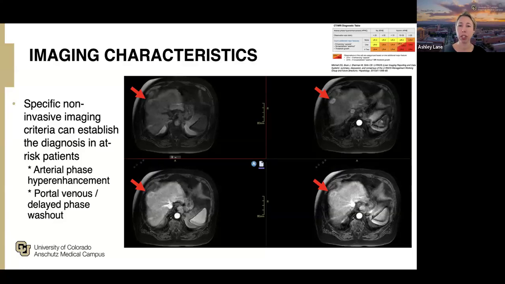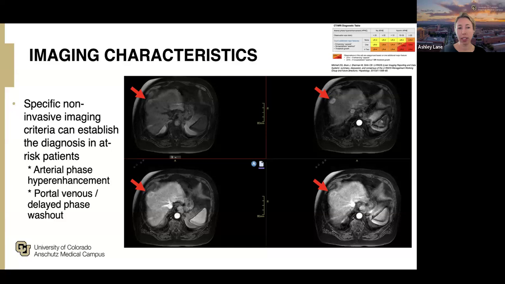So here's one of my patients at the VA who was diagnosed with HCC. So the image in the top left, that is a non-contrast, just baseline scan. And even on that sequence, you can see the red arrows pointing to something that looks suspicious. In the top right, that's the arterial phase. So the lesion enhances on the arterial phase. It looks brighter compared to the background liver.